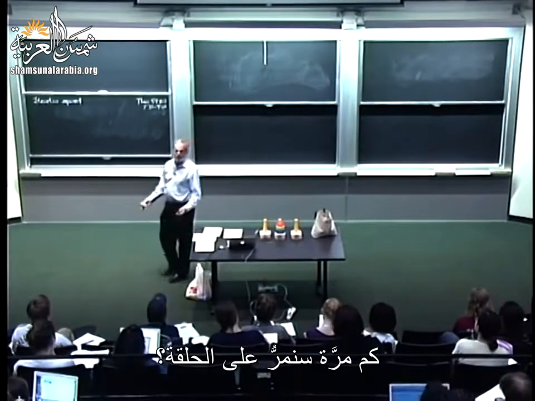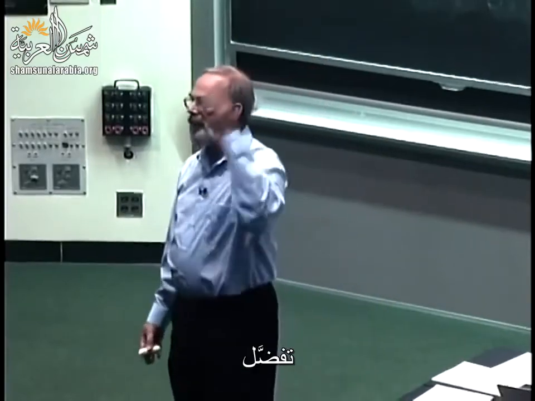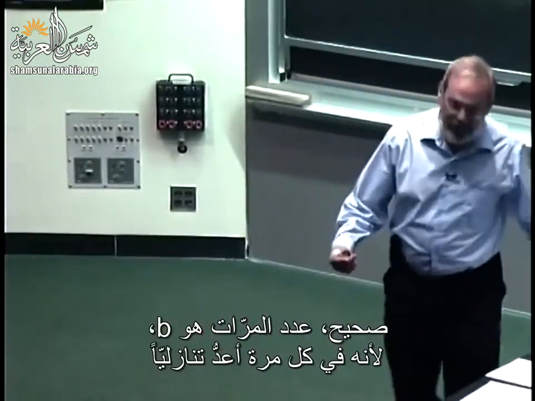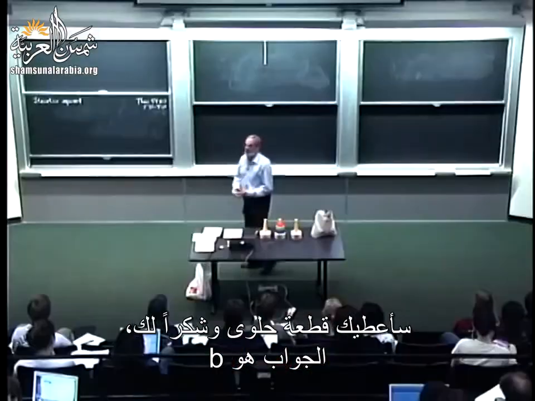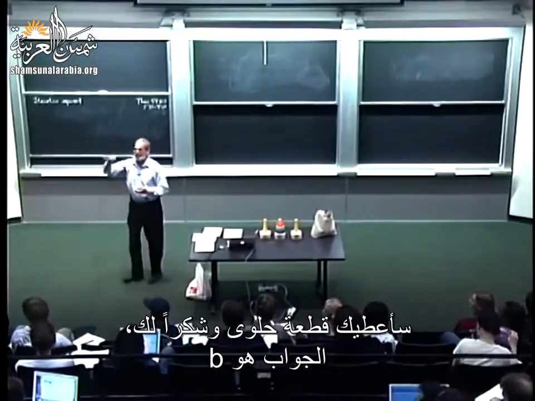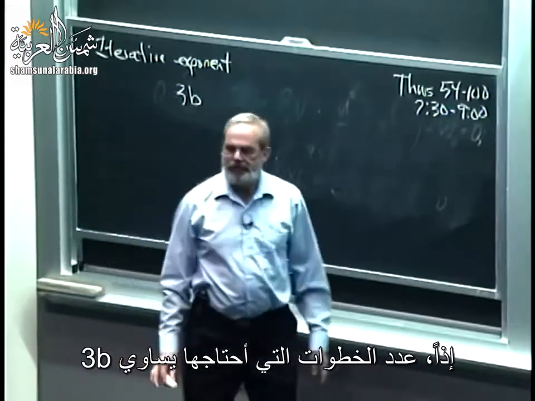How many times do I go through the loop? Somebody help me out. Hand up. Sorry? B times, right. Because I'm counting down each time around. Mostly I've got to unload this candy, which is driving me nuts. So thank you. B times. So I'm going to go 3b steps, right?